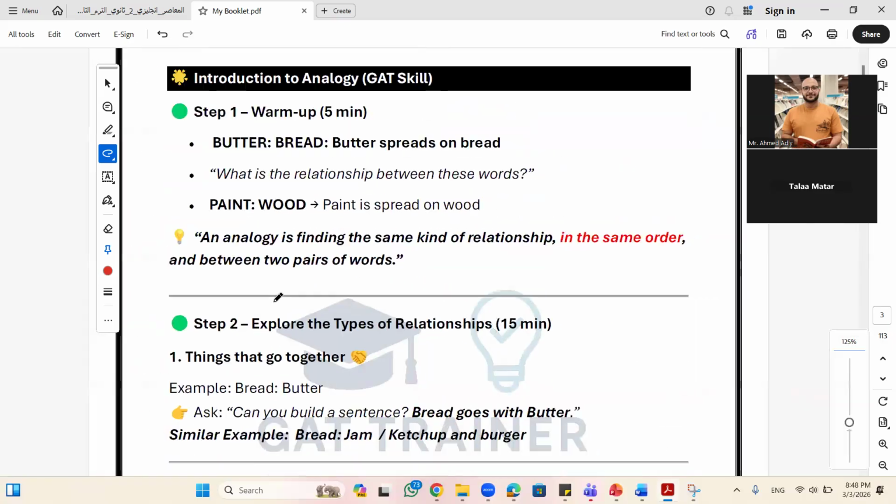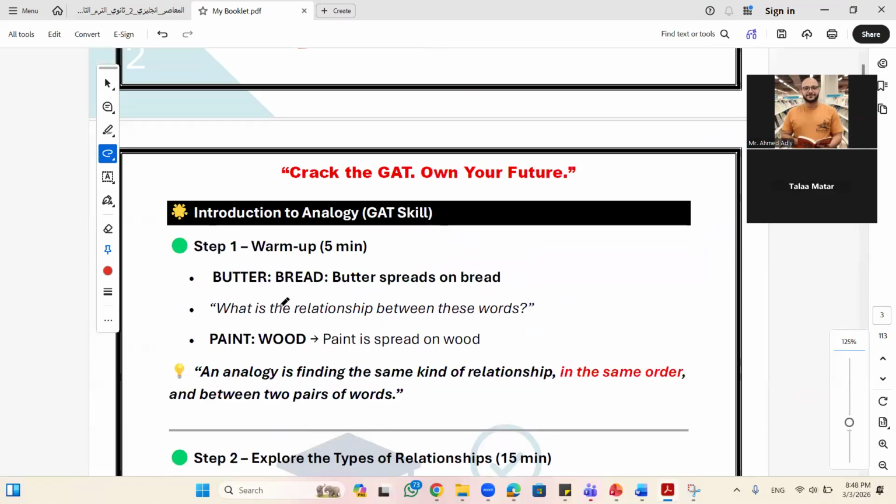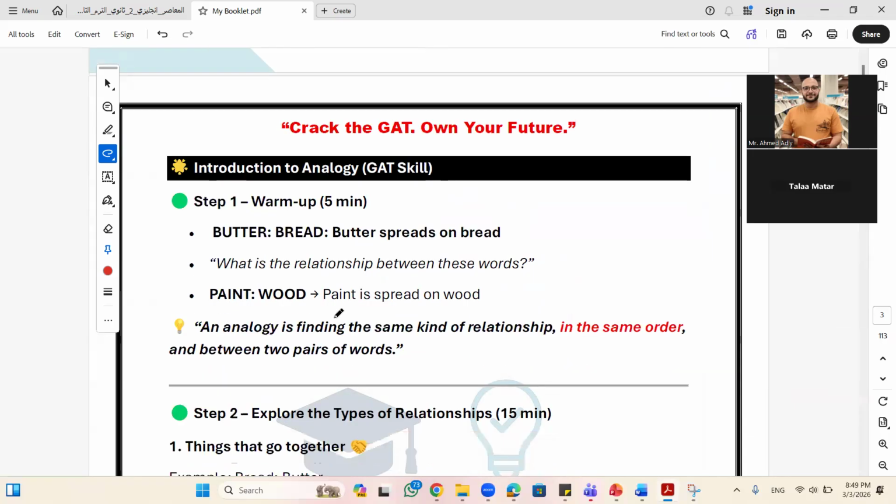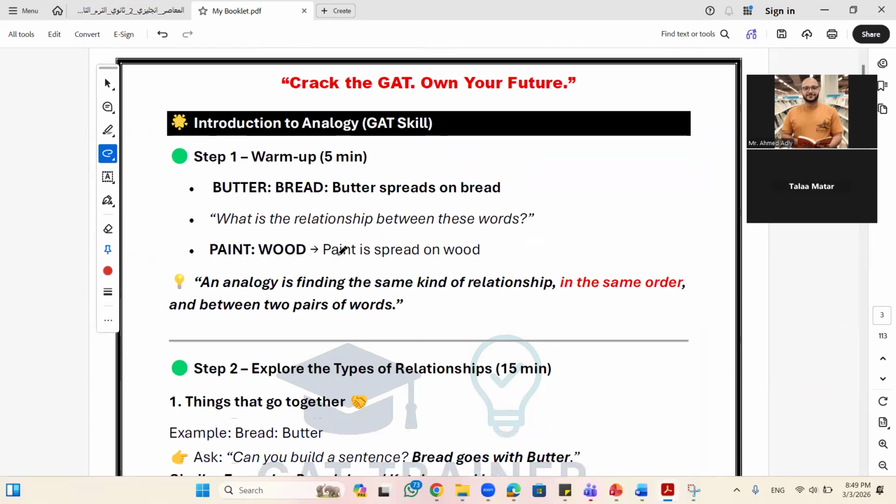As I mentioned before, in today's session, we're going to double down on the analogy. The analogy is about the relationship between words. The first step to do this question effectively: read the pair of words that are given in the question and build the analogy sentence. Sometimes you have to do this, but at other times you can do it so quickly. You don't have to waste all your time.